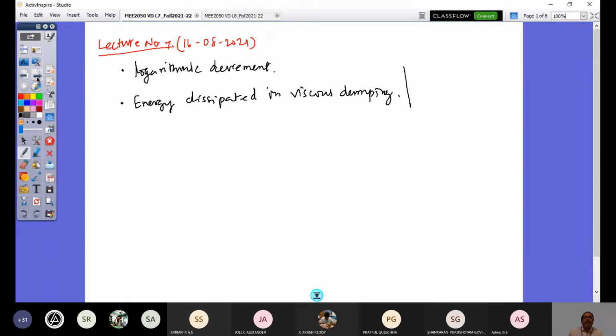In the last class, we essentially started with the class objective, understanding what is called logarithmic decrement and energy dissipated in viscous damping, right? Before that, we learned about damping properties, and damping is necessary for dissipation of energy in a vibratory system. Damping can be classified as viscous damping, dry friction damping, or material or hysteresis damping. This is all we studied.